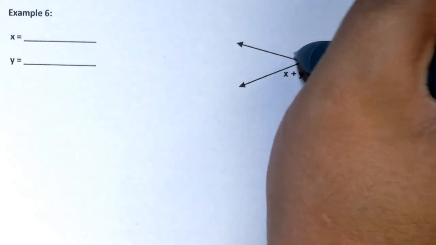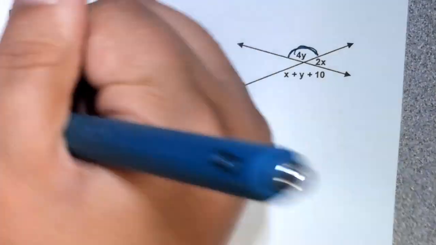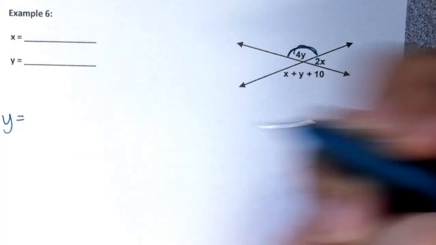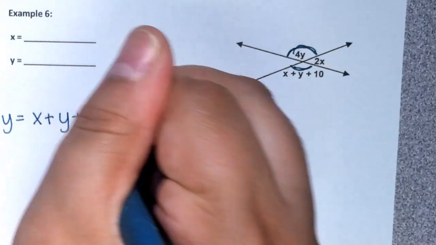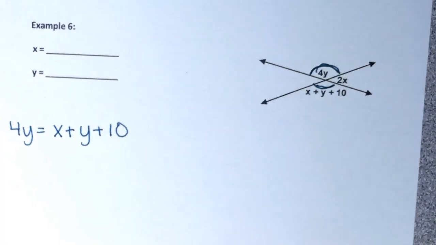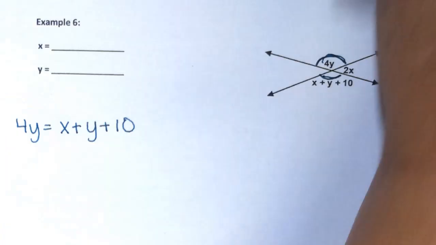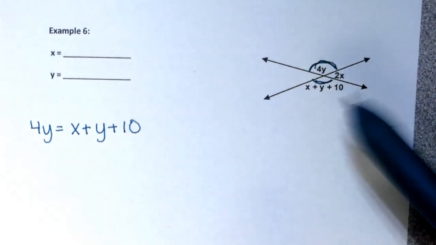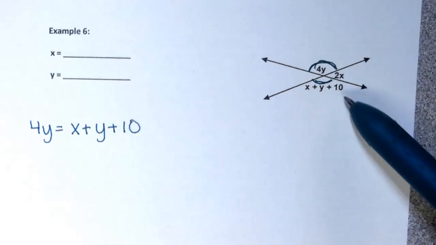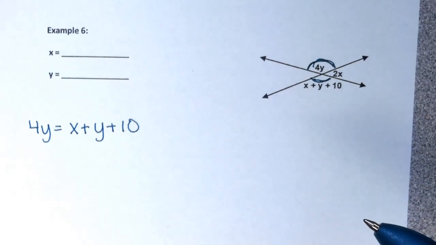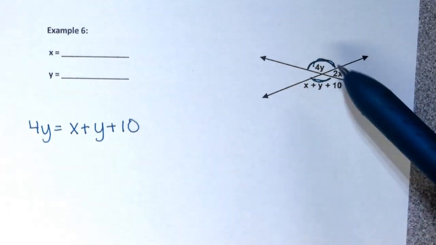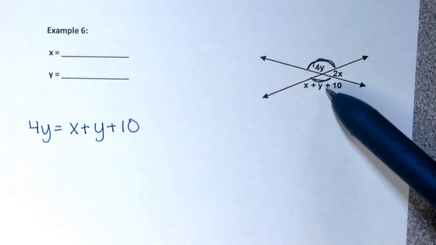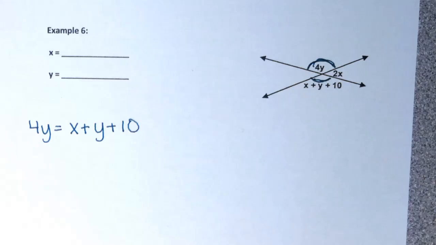Okay? I'm going to do my vertical angles first. What do I know about 4y? It's equal to x plus y plus 10. Everybody write that down. Does everybody understand why I said 4y equals x plus y plus 10? Bella, write that down. Xavier, write that down. Min, write it down. 4y equals x plus y plus 10. They're the same. They're vertical angles. Okay? What else do I know?